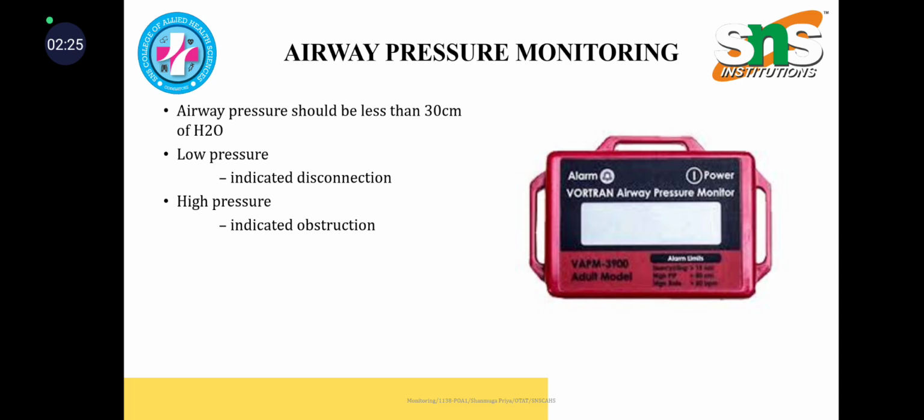Next, we have airway pressure monitoring. Airway pressure should be less than 30 cm of H2O. When this pressure is lower, it indicates disconnection. When it shows higher pressure, it indicates obstruction.